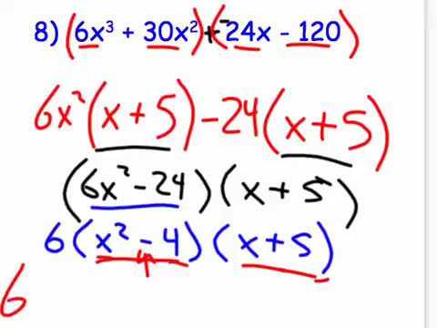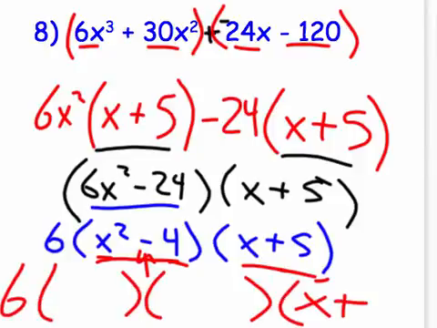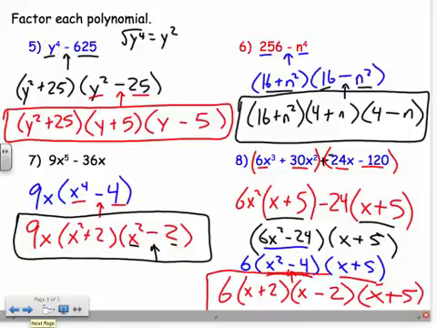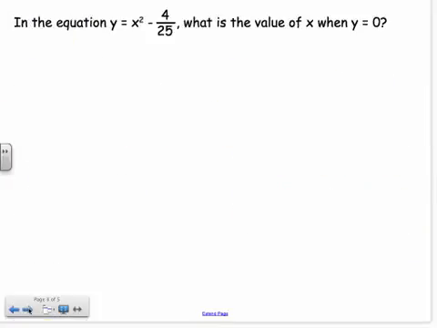So I still got my 6 out front. This is going to break up into a product of two binomials. And I still have my x plus 5 at the end. And so I got a plus and a minus, right? Square root of x squared is x. The square root of 4 is 2. So that is my final answer. And it doesn't matter what order this is. I mean, I could flip around my x plus 2 and my x minus 2 and my x plus 5. Doesn't matter what order those are in. It's all multiplication, right? But you just got to keep factoring. Keep factoring if you can.